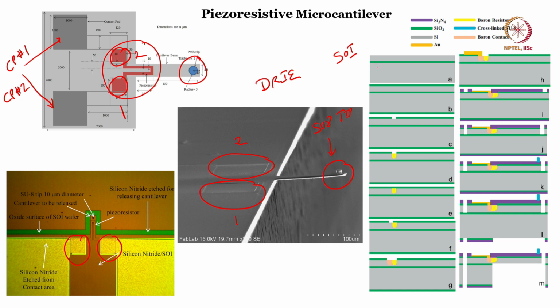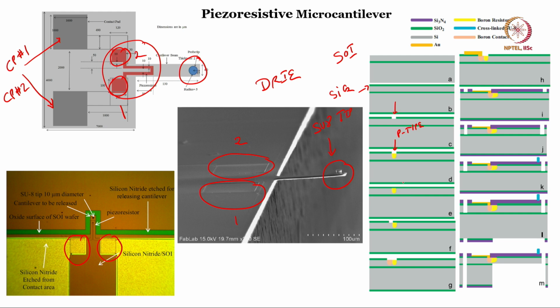So we start with the SOI wafer, we grow silicon dioxide on it, and then you create a window, then you diffuse boron, which is a P-type material, into the silicon.